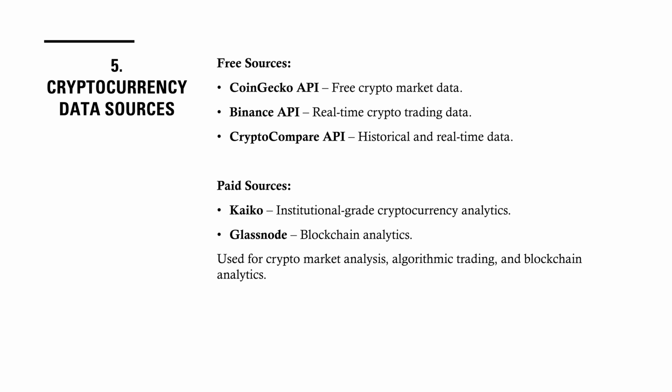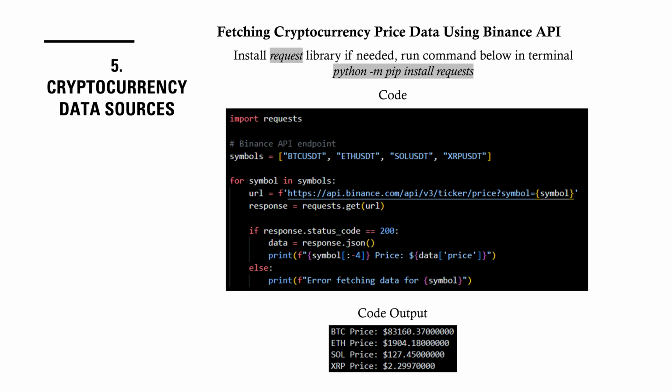For institutional use or advanced analytics, paid platforms like Kaiko and Glassnode offer in-depth metrics, including blockchain flows, wallet activity, and sentiment indicators. These tools are especially valuable for algorithmic trading, detecting trends in market behavior, and evaluating the health of a specific blockchain network. Choosing the right data source depends on your needs, whether you're building dashboards, backtesting trading bots, or monitoring crypto market health.